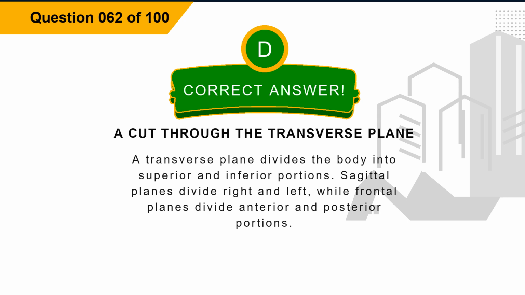Explanation. A transverse plane divides the body into superior and inferior portions. Sagittal planes divide right and left, while frontal planes divide anterior and posterior portions.